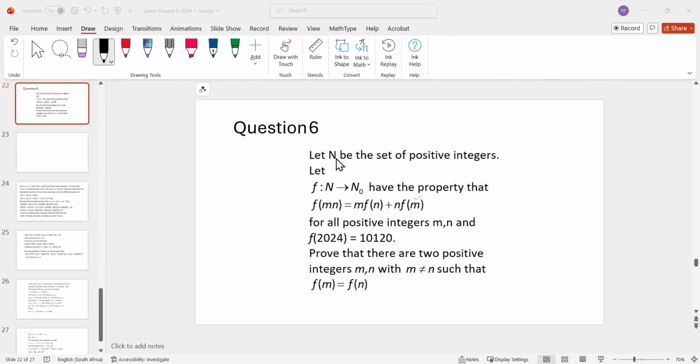Now prove that there are 2 positive integers m and n with m different from n such that f(m) equals f(n). In other words, you've got 2 separate numbers whose outputs are the same. They both go to the same thing. All right. And these must be different. Okay, now this is quite a challenging problem. So just try to concentrate.